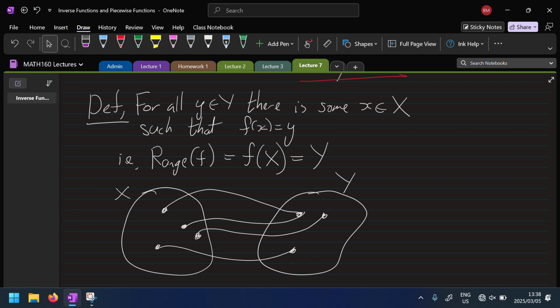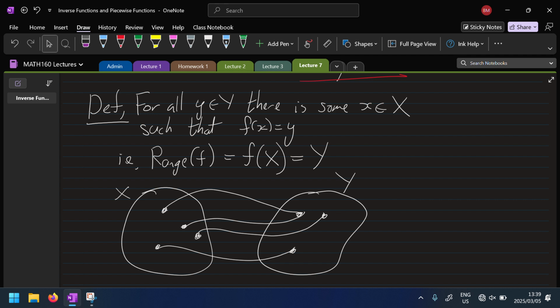But that just means the target is the whole range, because the range is what we use. Remember from before? So we use all elements in the target. So the target equals the range. Well, target equals range, it's surjective. If there's anything missing from the target, well, that means it's not in the range. So target is not equal to the range. It is not surjective. Okay.